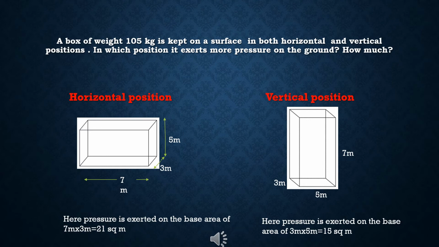What is the difference between horizontal and vertical positions? In horizontal position, the area of contact will be more, whereas in vertical position, the area of contact will be less. Here in the first case, the area of contact is 7 into 3. You know area is equal to length into width. So it is 7 into 3 is equal to 21. It is given in meters, so 21 square meter. In the second case, the area of contact is 3 into 5, that is 15 square meter.